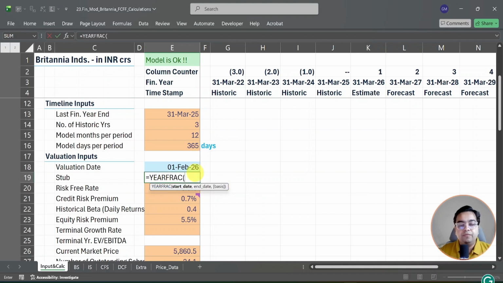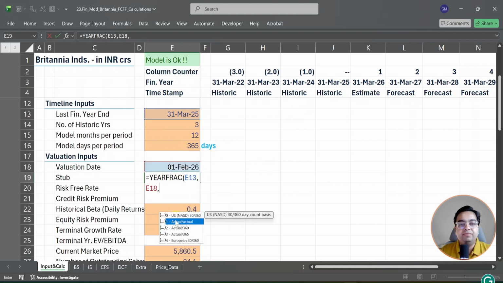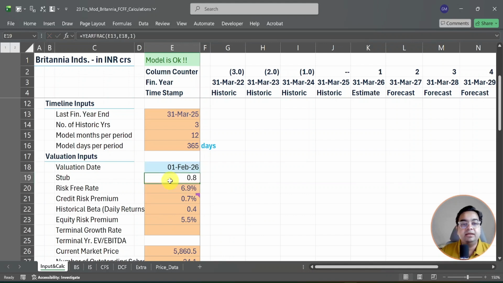fraction. So this year fraction will give us how much period of the year is already completed from the start to end date. So this becomes my start date, which is 31st March 2025, comma, end date is going to be valuation date. And I give this as 1, which is actual by actual, and I close the bracket. I press enter, and here I have the stub value in years, which is less than 1, of course. We rename this cell, which is cell number E19, to YRFRAC, and I press enter.